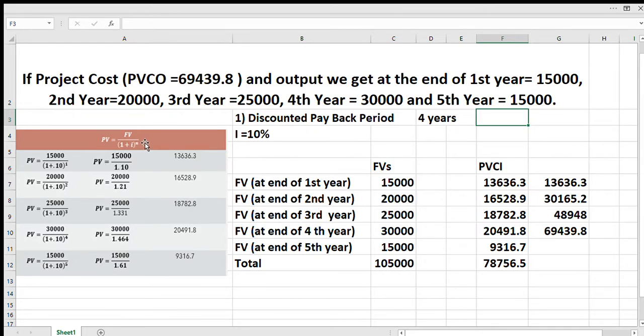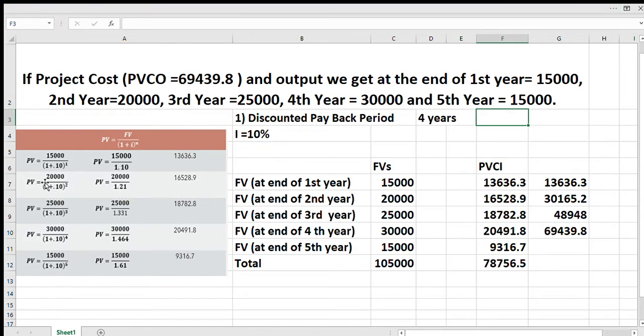And what is discounting? How do we perform the process of discounting? The formula is PV equals FV divided by (1 plus i) to the power n. When we convert the future value into the present value, this is called discounting. And what is compounding? When we convert the present value into the future value, that is called compounding.